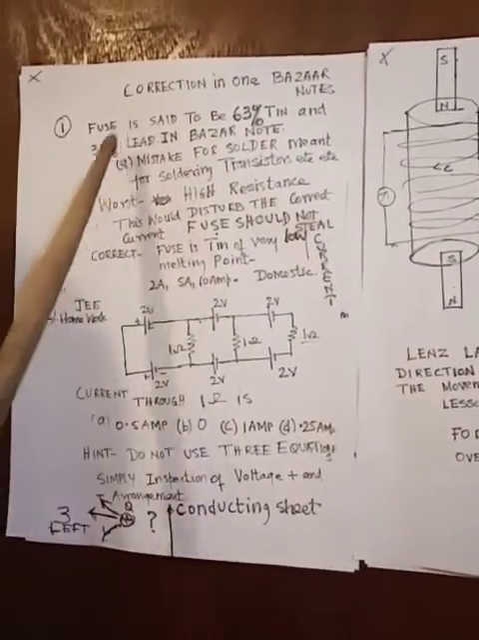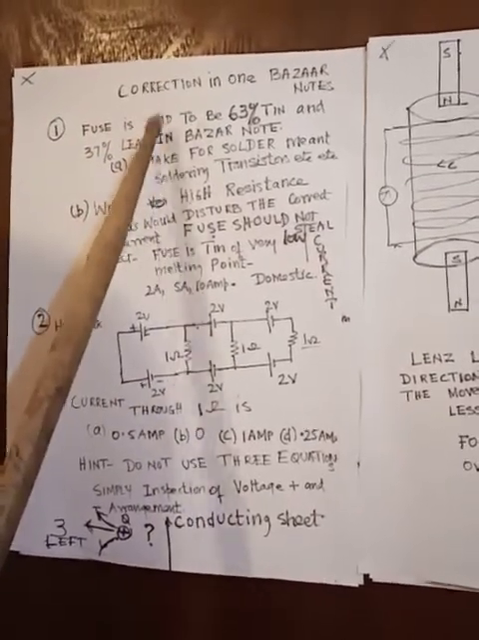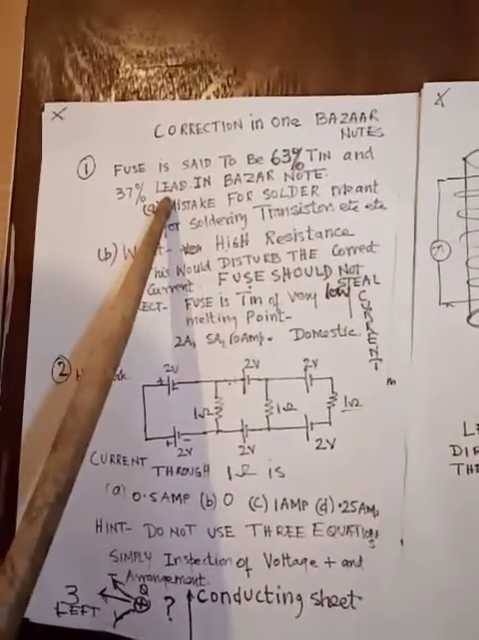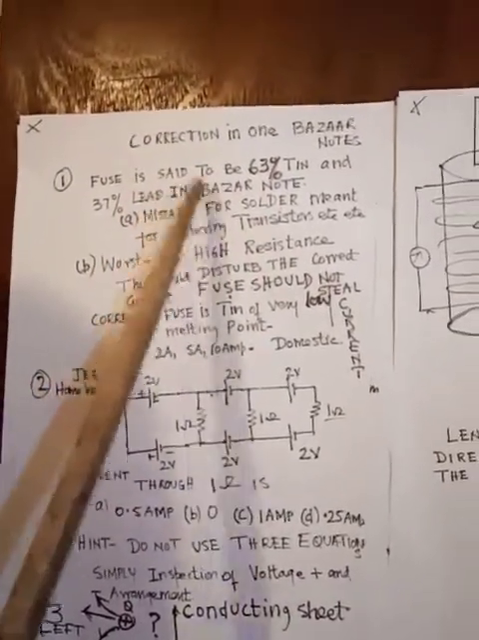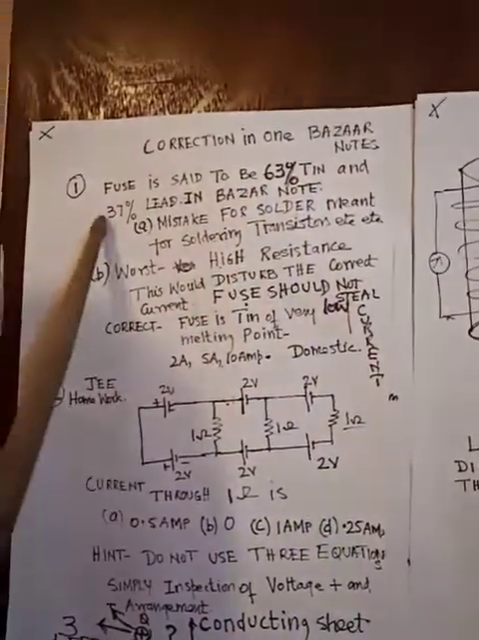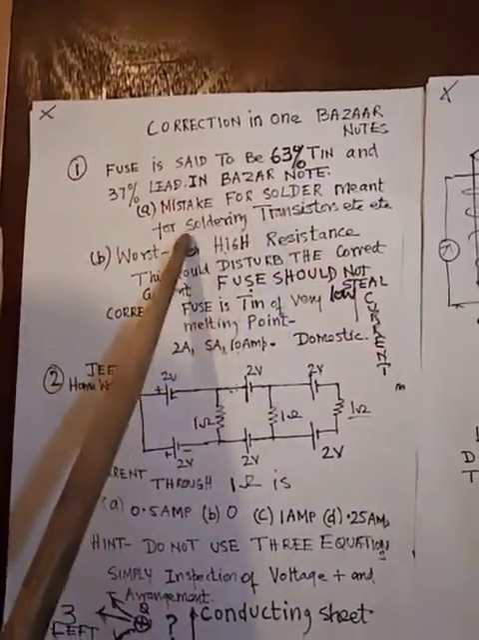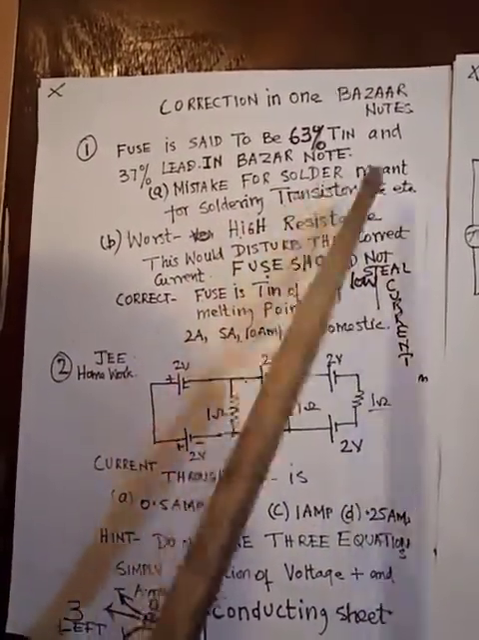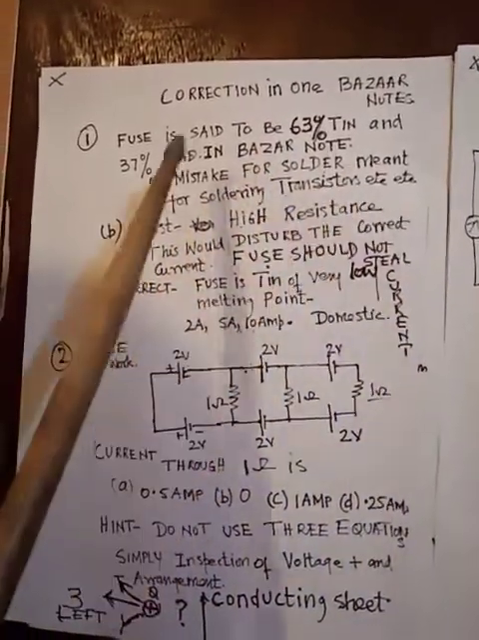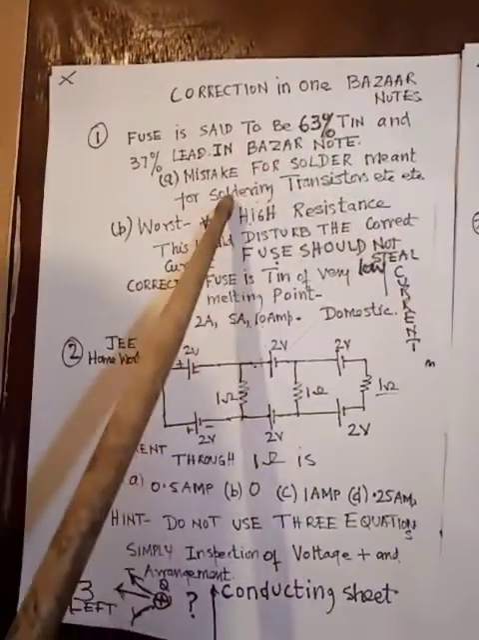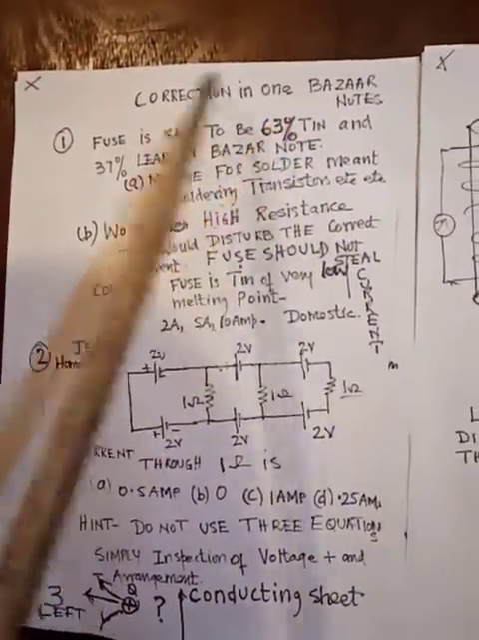See, a fuse, according to the book, is 60% tin and 37% lead. This is found in budget notes, very costly also. Now, this is a mistake because 63% tin and 37% lead is a solder, meant to solder, say when you repair a transistor, a radio, a TV. That solder that will melt into the junction is known as a solder, 63 and 37.